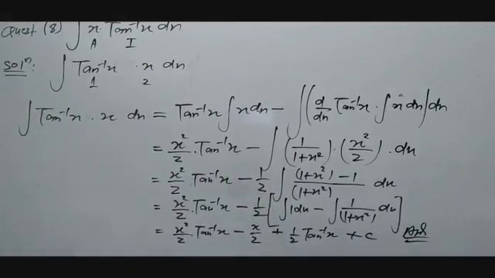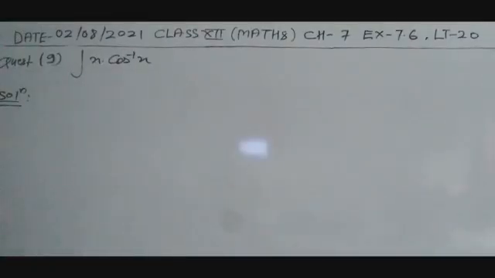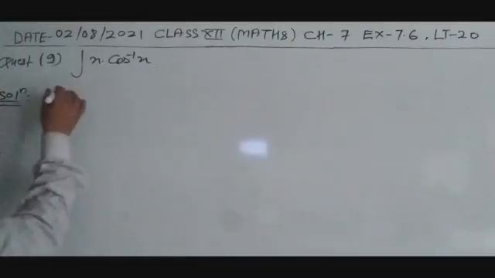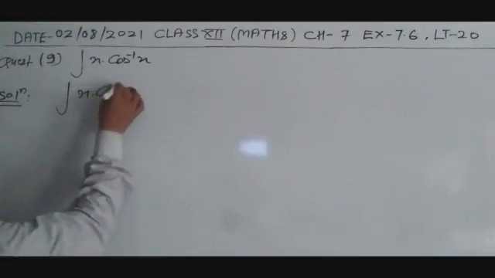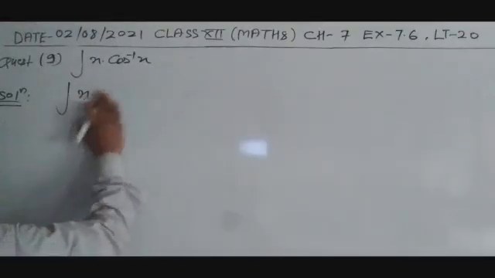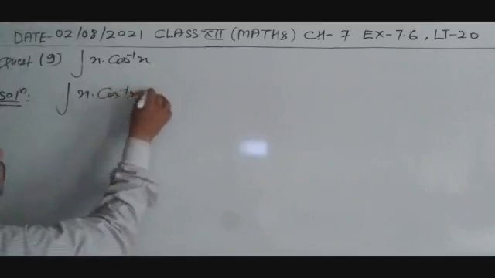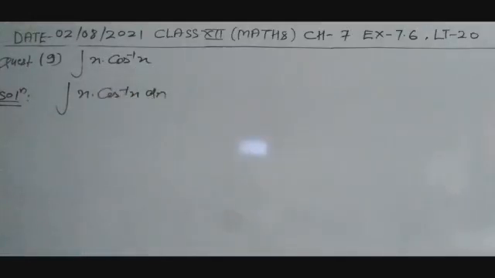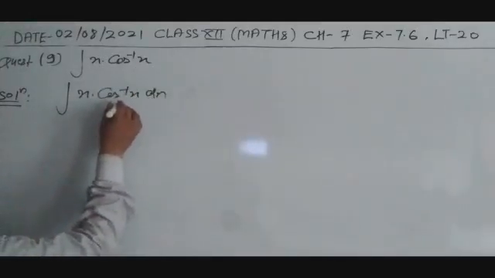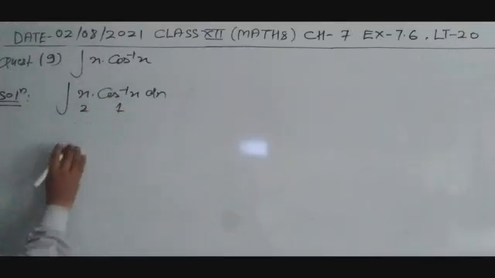Now question number 8 is completed. Now come to question number 9. Question number 9 is integration of x times cos inverse x dx. Now cos inverse x is the inverse function, so you will take it as the first function and x as the second function.